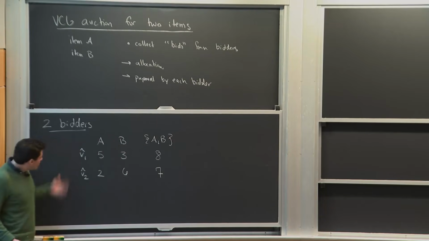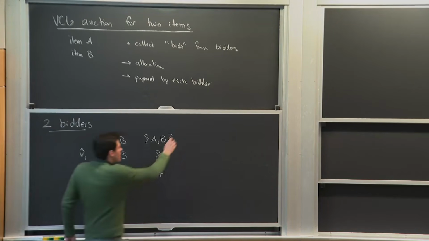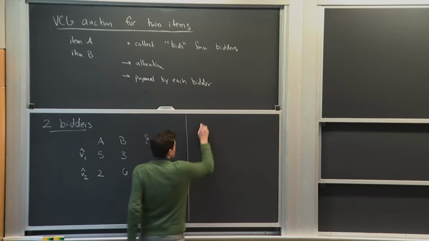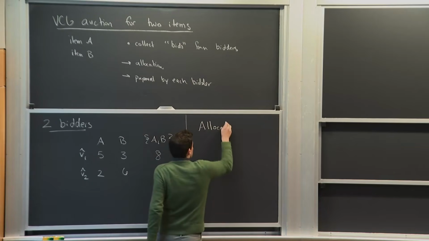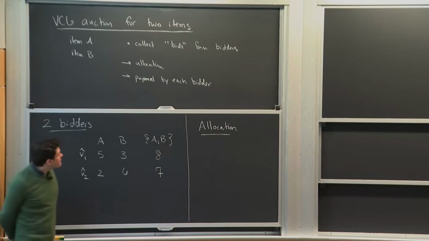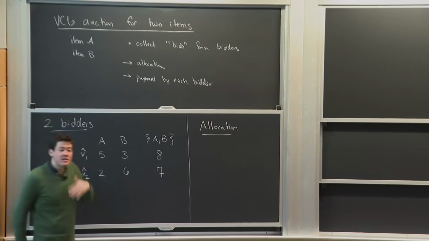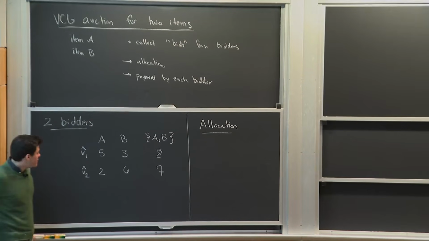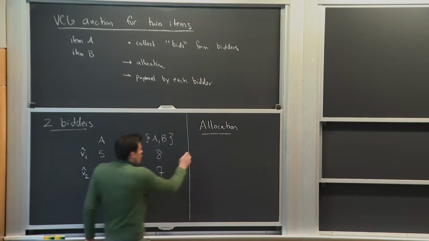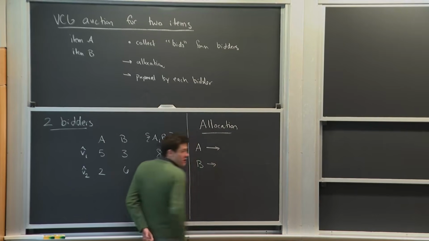Okay. So let's suppose these are the reported valuations for the two bidders. And now we have to specify who gets what and what the payments are. So let's go through this. Maybe we'll do allocation over here. So remember, the rule of the VCG mechanism is that we always allocate things efficiently. So that is, we want to maximize the sum of the players' utilities. So we need to think, who should item A go to, and who should item B go to?